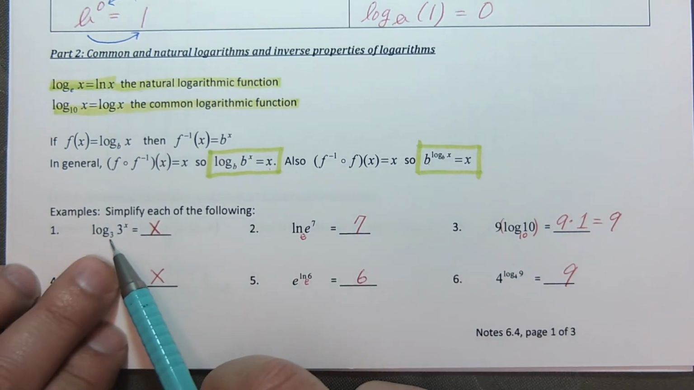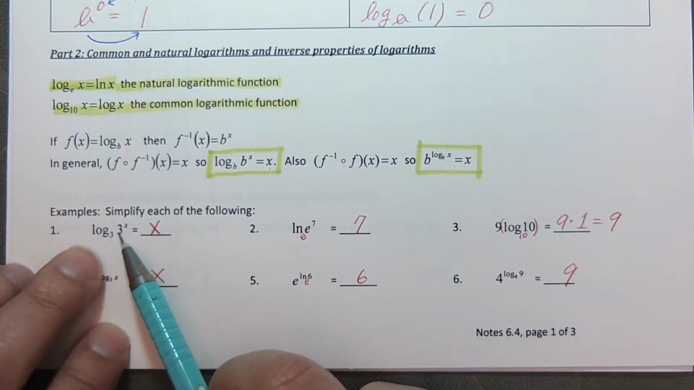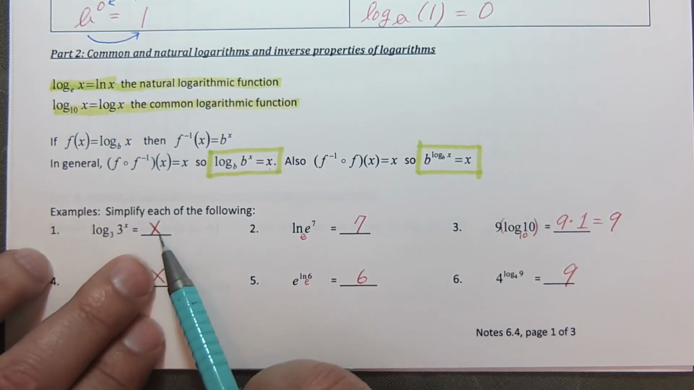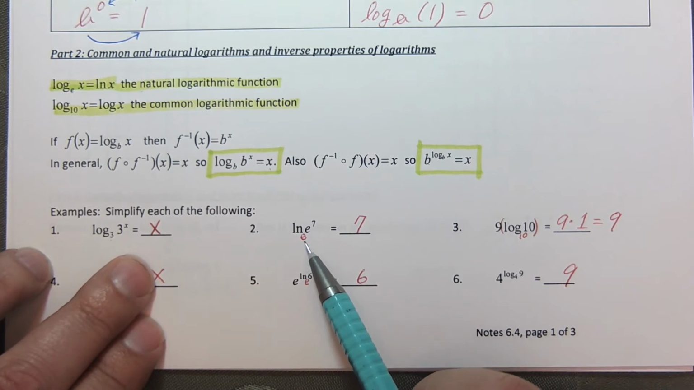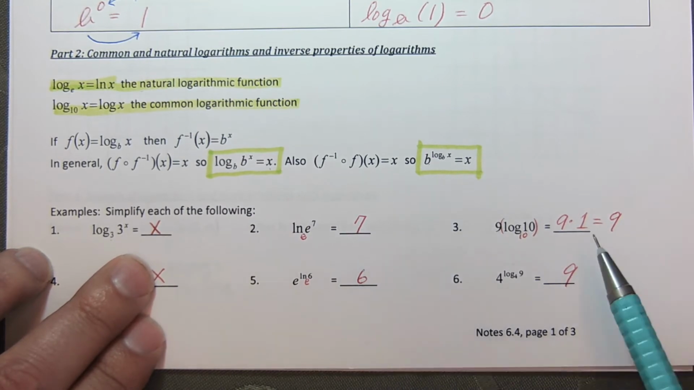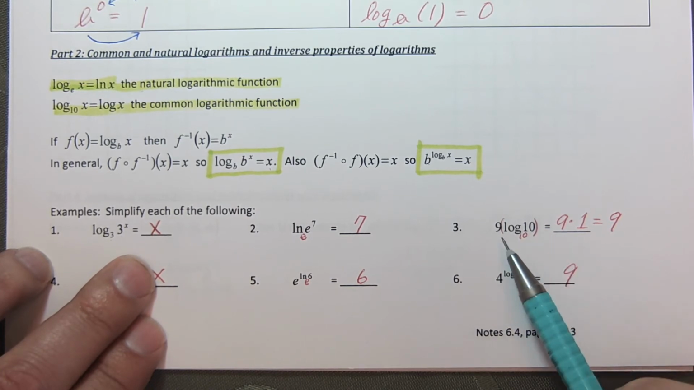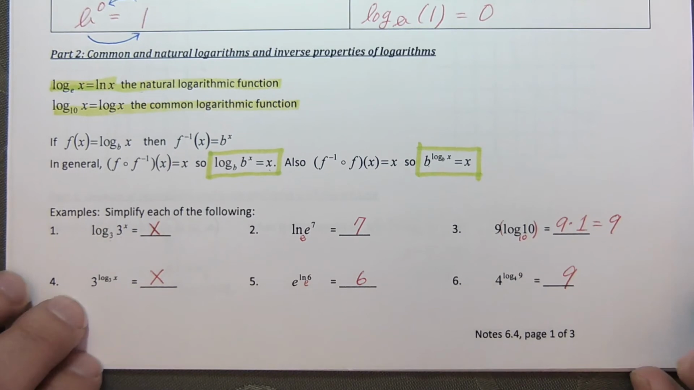Here you can see these two are going to cancel one another out because this is putting an exponential inside of a logarithm of the same base, and so we just get x. Natural log is base e. We don't write the e in. We just know that ln means natural log, e to the 7th, and we just get a 7. And here, log base 10 is the common log of 10 to the 9th. That exponent is a 1, so we get 9 times 1, which is just 9.